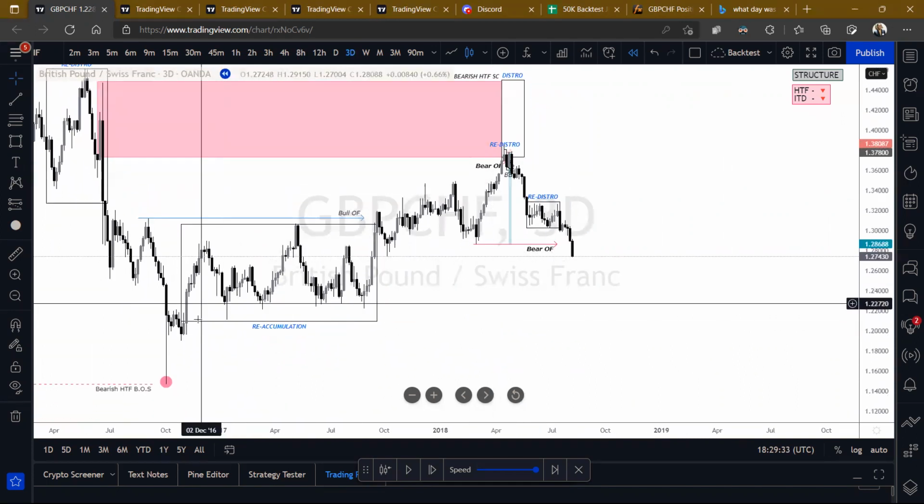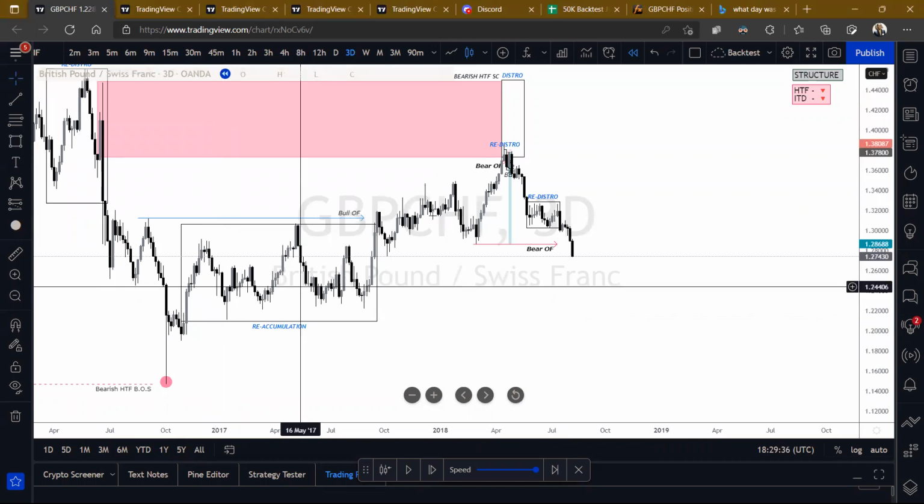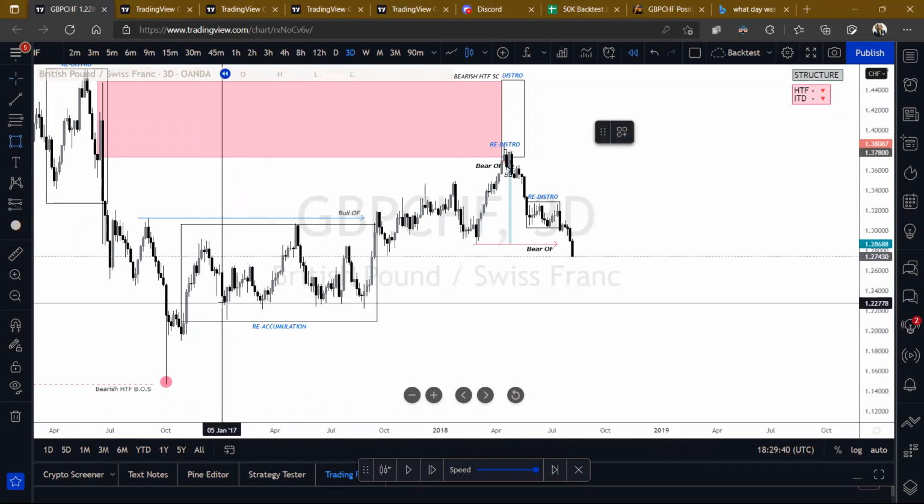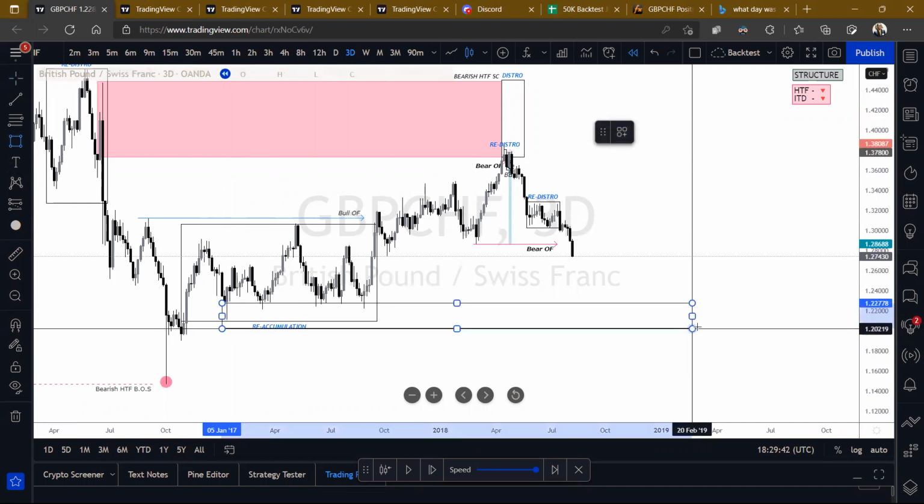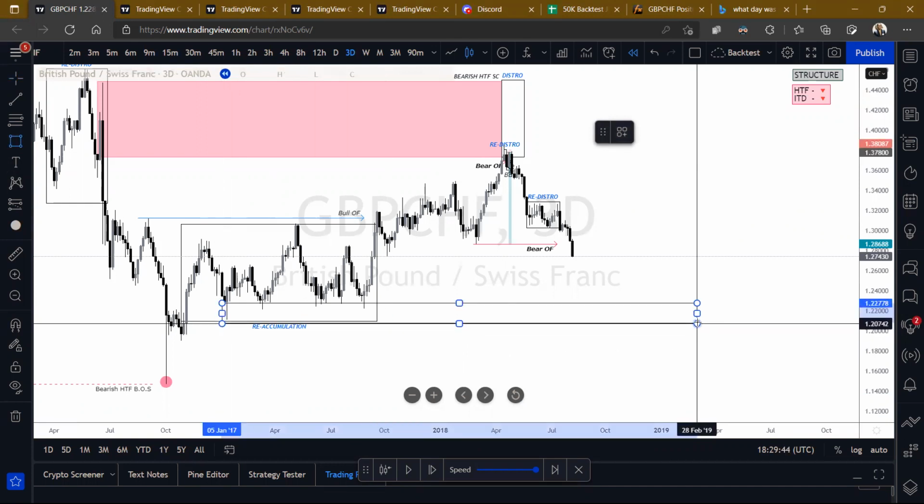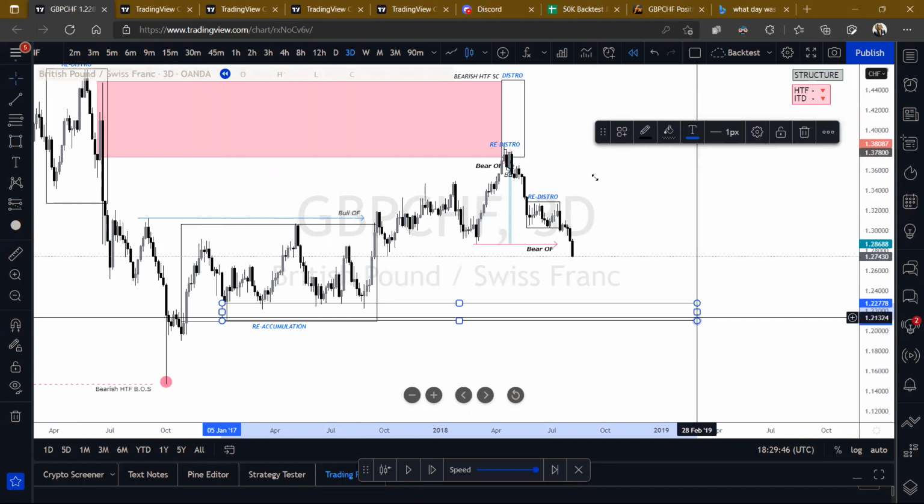Lower time frame, we are somewhere in here. This is what's holding lower time frame currently for me right now. So this is what we're going to be paying attention to. This area here, which is where TP3 is going to be around.